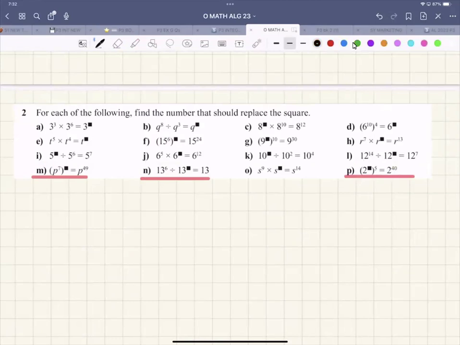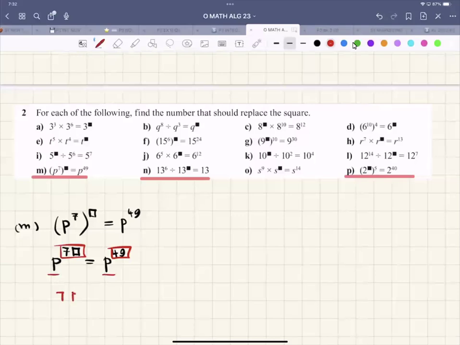So let me focus on M. P raised to power of 7 raised to power of box is P raised to power of 49. That is P raised to power of 7 box. The powers multiply. That is P raised to power of 49. Since the bases are the same, the powers should equal. 7 empty box is 49. Therefore, empty box is 49 over 7, which comes out to be 7.